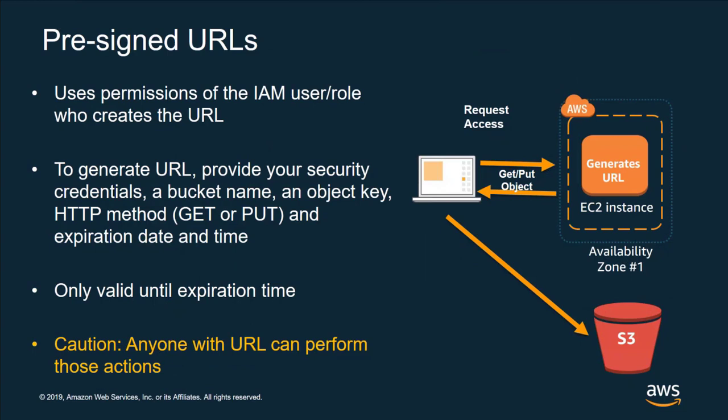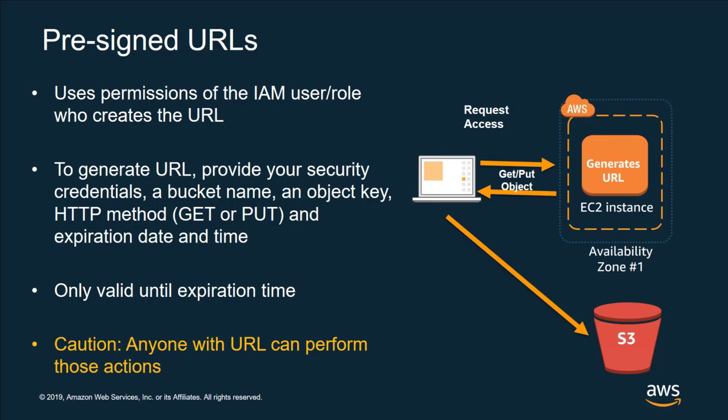Okay, and then one more access control mechanism that I want to talk about is pre-signed URLs. Essentially, these would be used if you want to enable temporary access to S3 resources to a large group of users over only a very temporary period of time. So essentially how this works is that you have a user who creates this pre-signed URL, and in this URL it assumes the permissions of that IAM user or role who creates that URL.